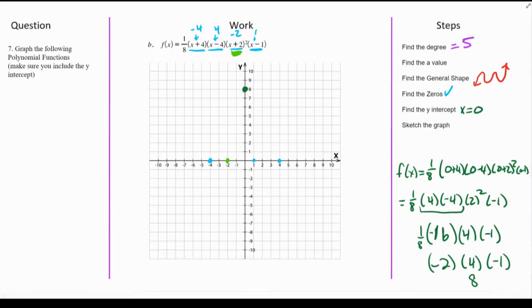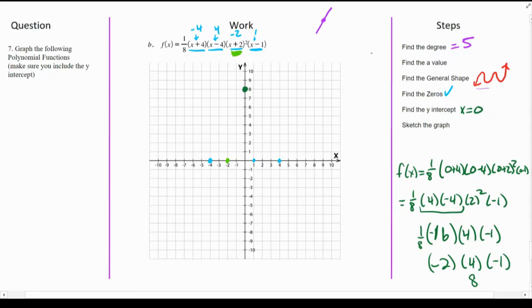Now I just need to sketch. So I know my general shape, which is in red here. So I'm going to start at the bottom here. Now, when I look at these blue zeros versus the green zero, the blue zeros, because they're not squared, it means I'm going to go through those points.